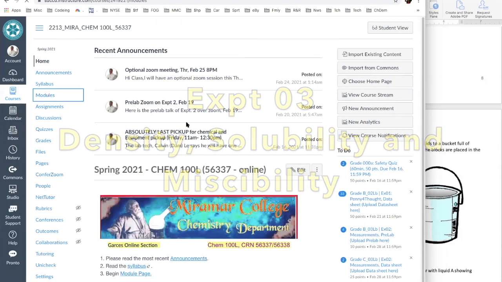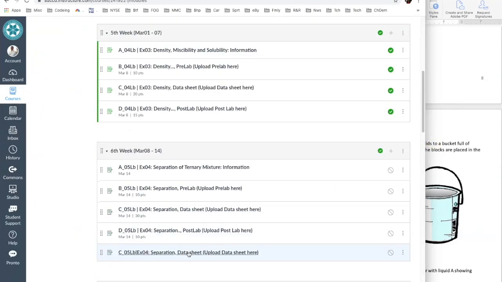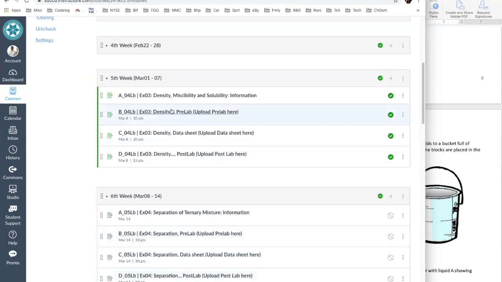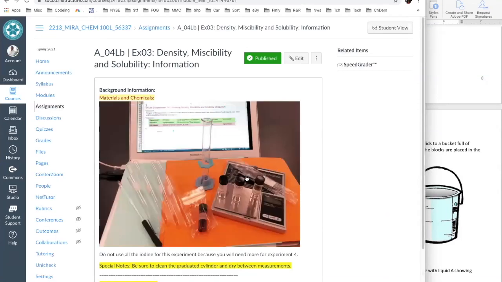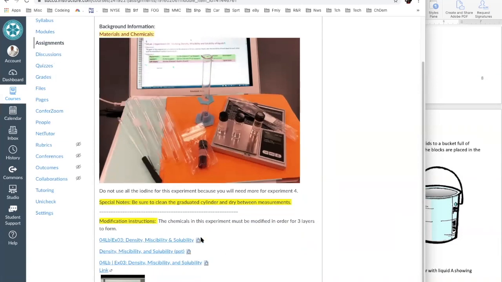So I've gone to modules, and of course we are doing experiment number 3, density, miscibility, and solubility. And you click on the information, you will see that these are the equipment that you need. I have it on my desk as well. And then we have the instructions here. The PowerPoint, you guys can read that.